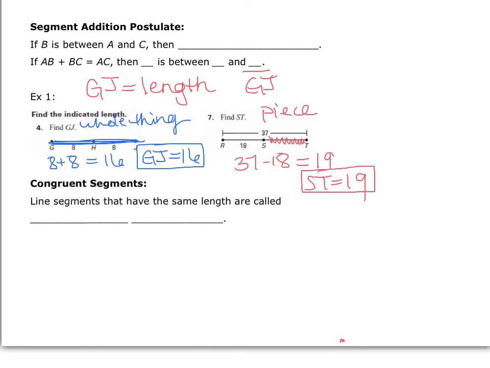So you can kind of see the difference here. If you have the whole thing, if you're wanting the whole thing right here, you're going to add. If you're wanting a piece, you subtract.